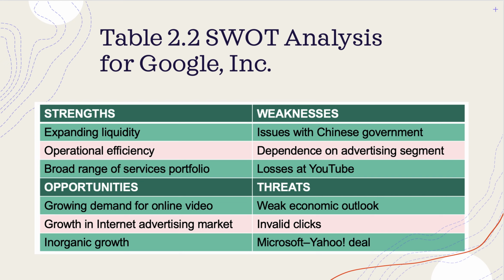So let's look at Google's. Their strengths: they were expanding liquidity, operational efficiency, broad range of service portfolio. Their weaknesses: they had issues with Chinese government, dependence on advertising segment, losses at YouTube. Some opportunities: a growing demand for online video, growth in the internet advertising market. They have an inorganic growth. Threats: weak economic outlook, invalid clicks, and the Microsoft Yahoo deal. That's a threat to Google. So this is how we do this.